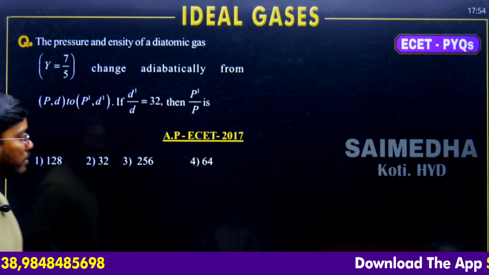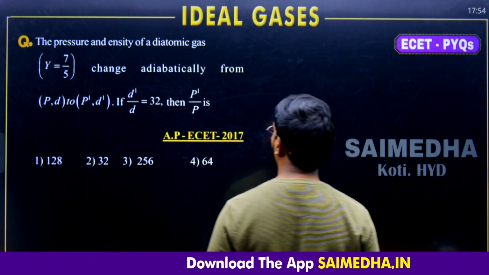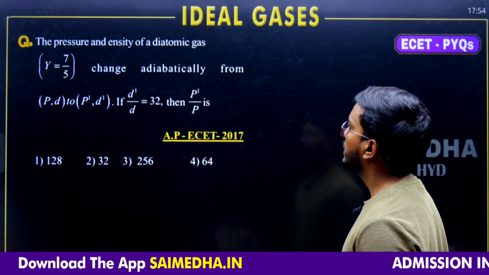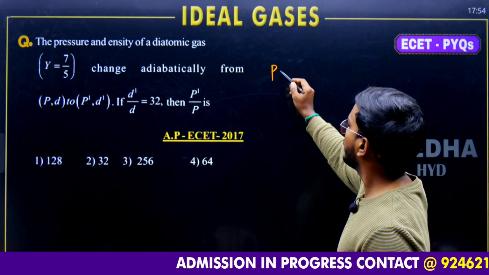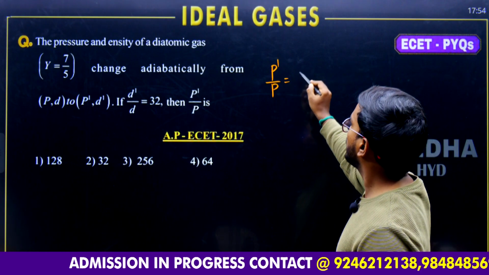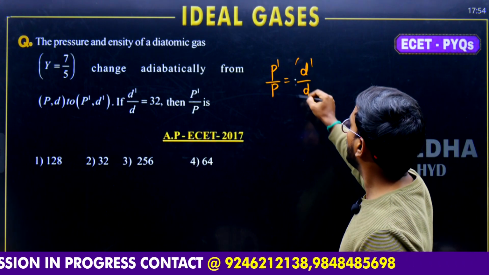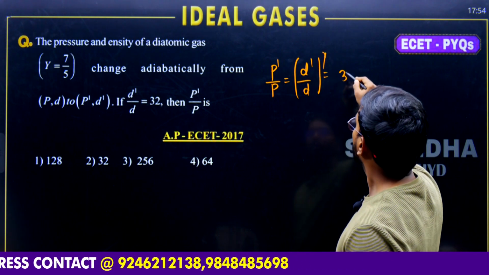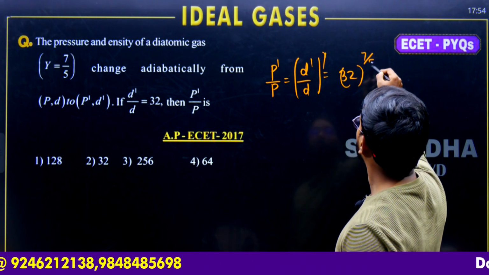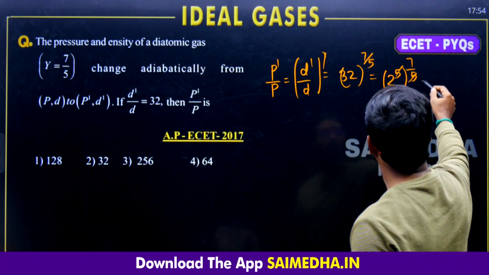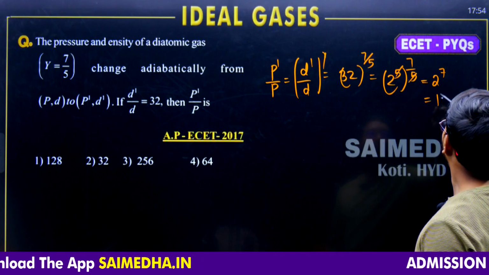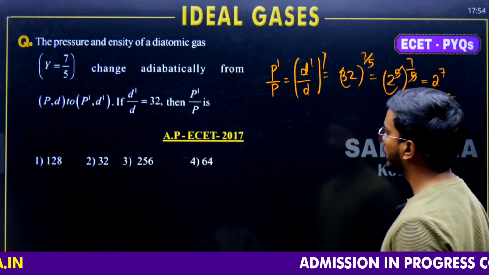Moving on to question number 7. The question given is about pressure and density, adiabatically. This is a repeated question now. P dash divided by P is equal to D dash divided by D whole to the power of gamma. 32 to the power of 7 by 5. 2 to the power of 5 whole to the power of 7 by 5. 5 gets cancelled, 2 to the power of 7. 2 power 7 is how much? 128.